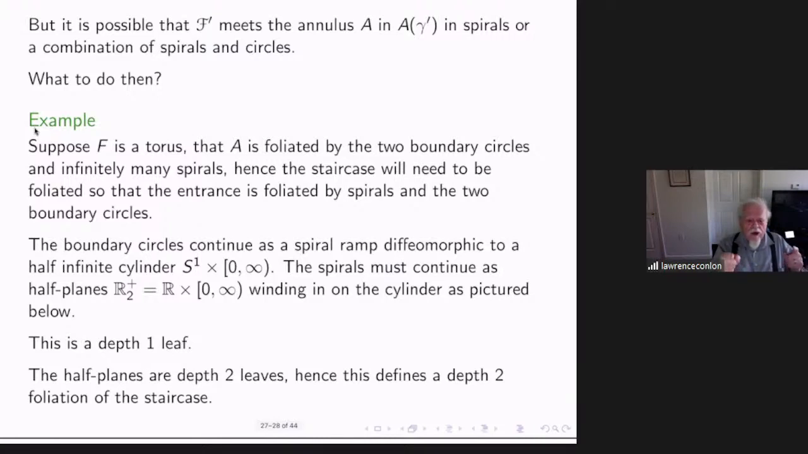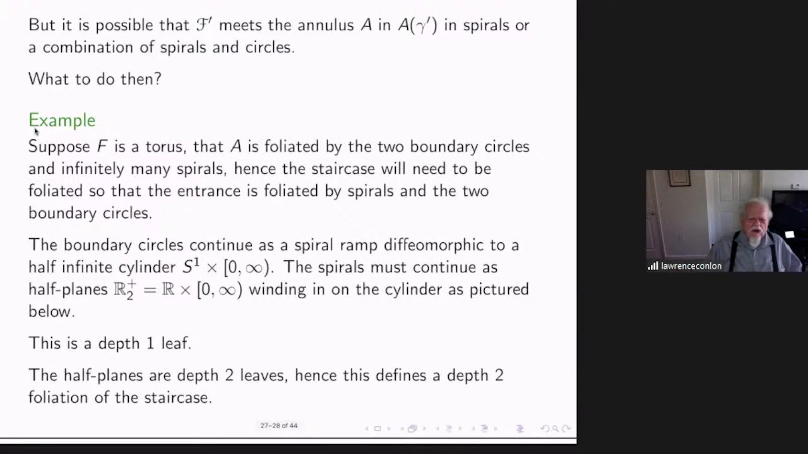Suppose F, the component of our gamma, is a torus, and that A, the annulus, is foliated by two boundary circles and infinitely many spirals. So the staircase will need to be foliated so that the entrance is foliated by spirals and the two boundary circles. The construction of the foliation we gave, the Nishimori construction, doesn't do that.